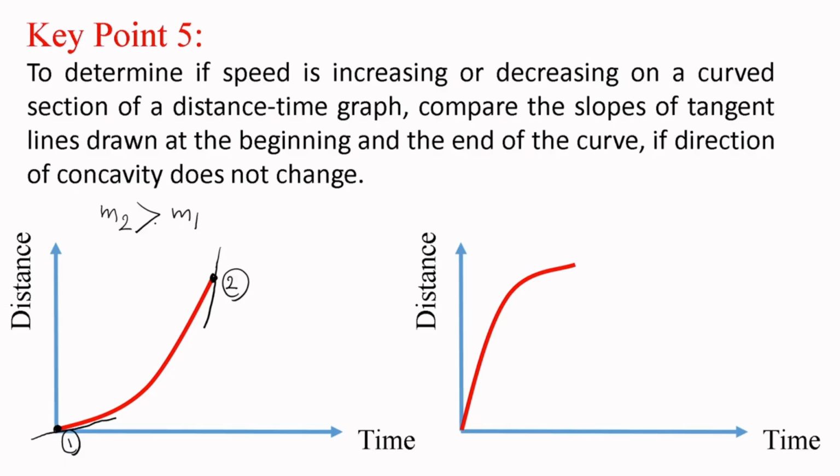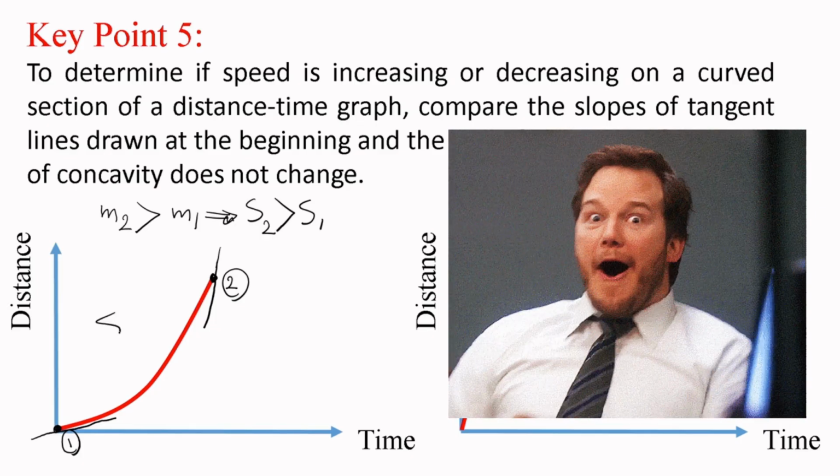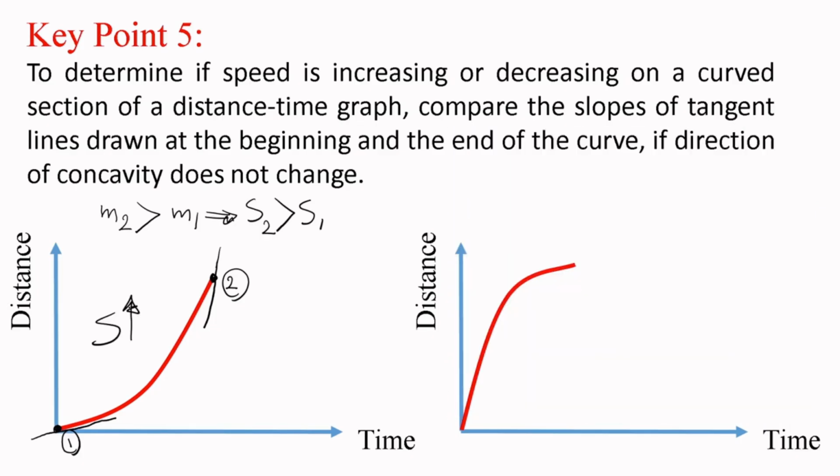Okay, what can we realize from this? I told you the tangent slope, or a slope when we have a straight line, shows the value of the speed. So I can realize that S2 is greater than S1. Okay, so I can realize that speed is increasing. This is the first method that we can apply. Look at the second one.